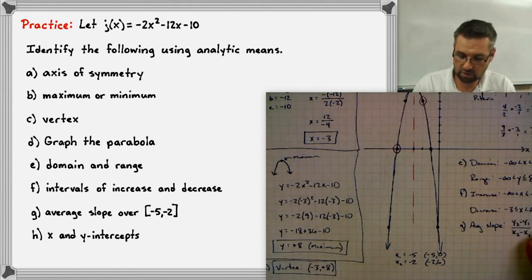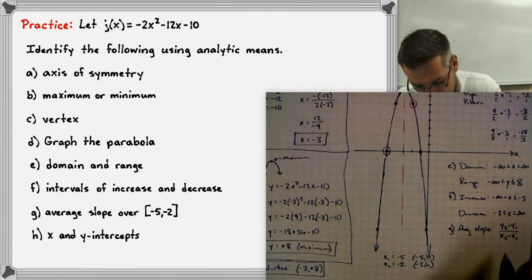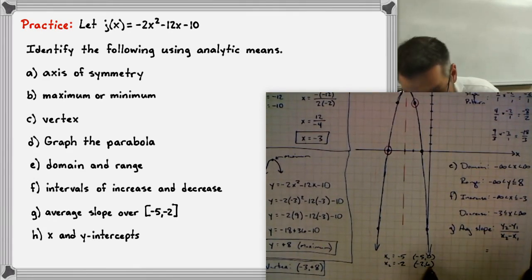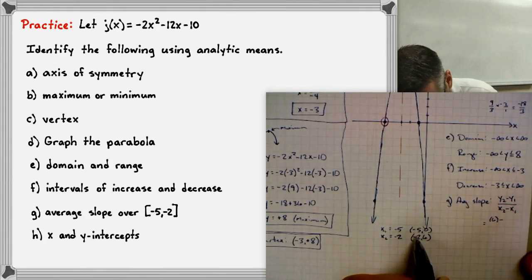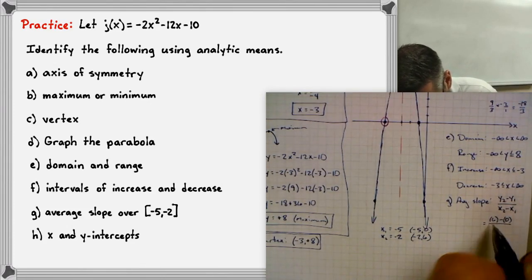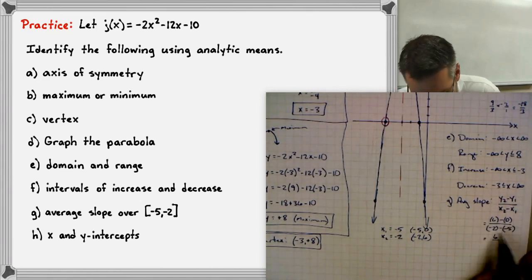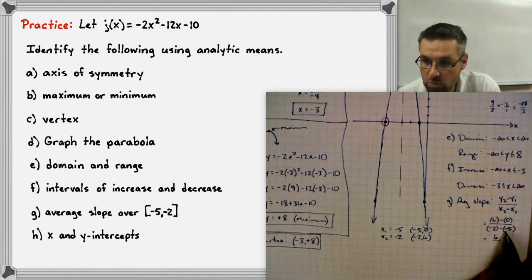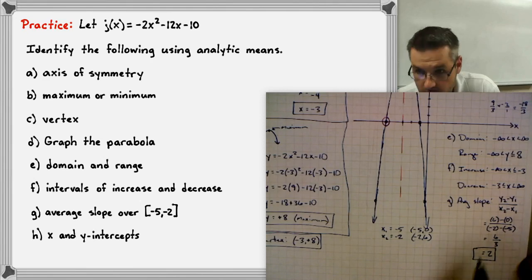Now we would just take those and plug them into our slope formula, or we could count the rise and the run. I'm going to go ahead and plug them into the slope formula. y2 here is 6, y1 is 0, x2 is negative 2, and x1 is negative 5. That simplifies to 6 minus 0 is 6. Negative 2 minus negative 5 turns into negative 2 plus 5, which is 3. And then that simplifies to 2. So my average slope is 2 here.